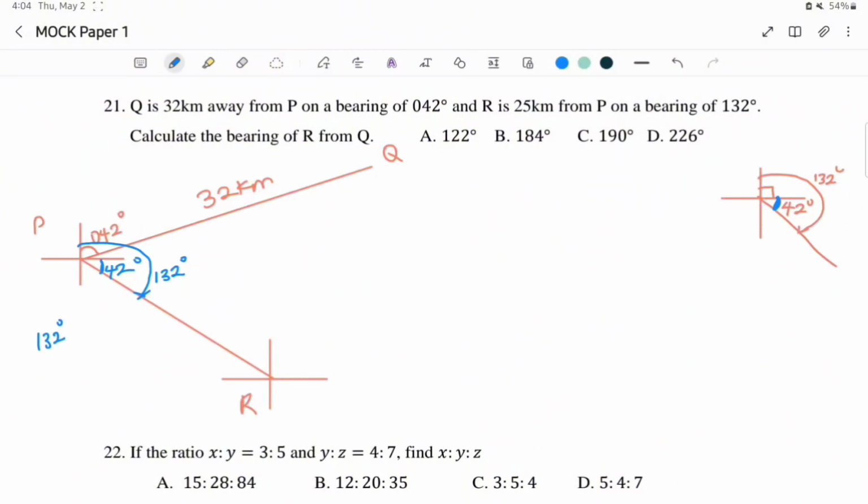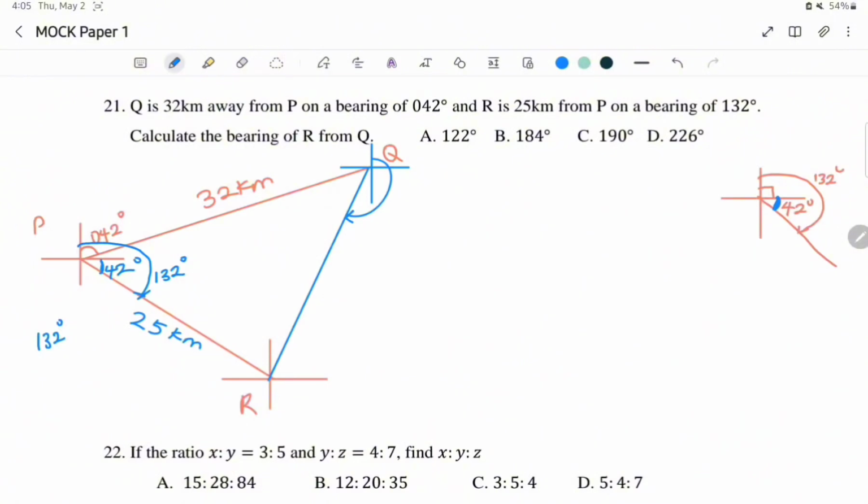R from Q. That is at point Q here, the line that joins R to Q. So the answer we are looking for is the angle made from the north pole of Q to this line. That's what the question is asking us. Now, how do we find that? We've now inserted the distance between P and R, which is given to be 25 kilometers.